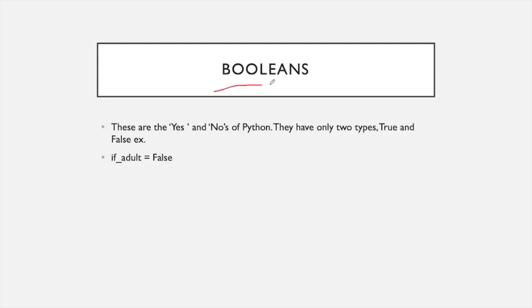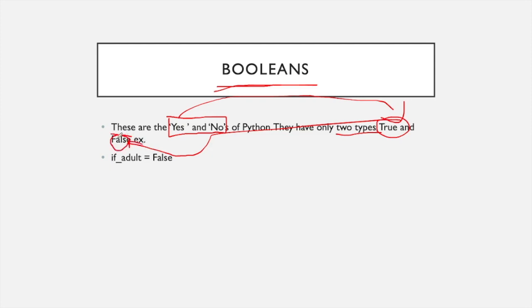And booleans. I'm not going to talk that much about them as they come most handy in if statements and loops. We will learn them later on in this course, but not now as they're very complex. Now, booleans are the yes and no's of Python. They have only two values though. The yes is true, and the no is false, as you can see here.